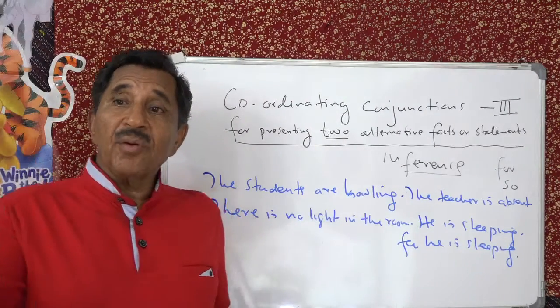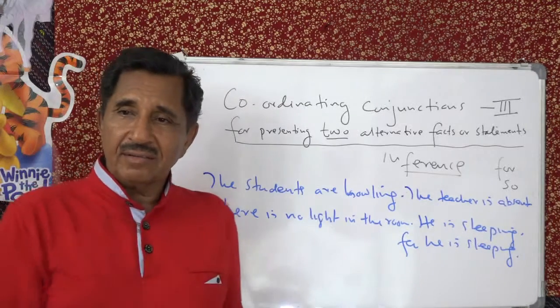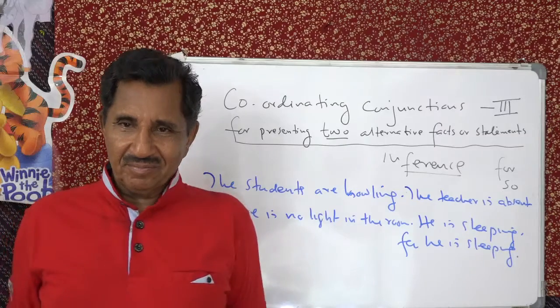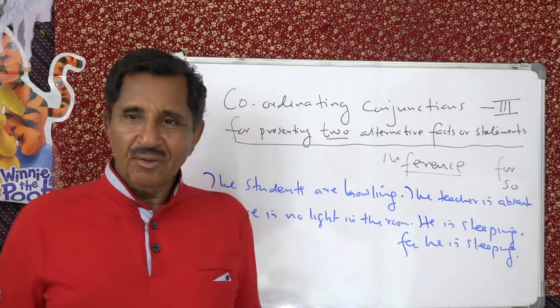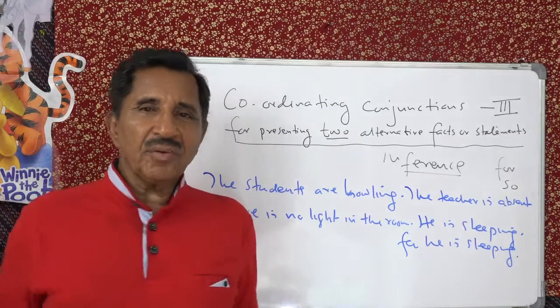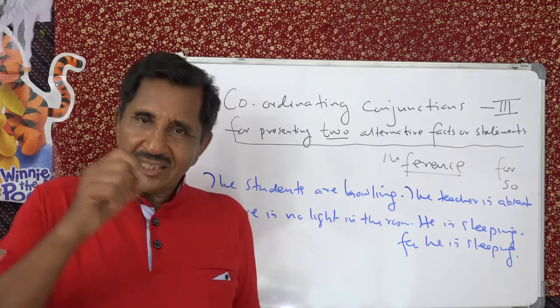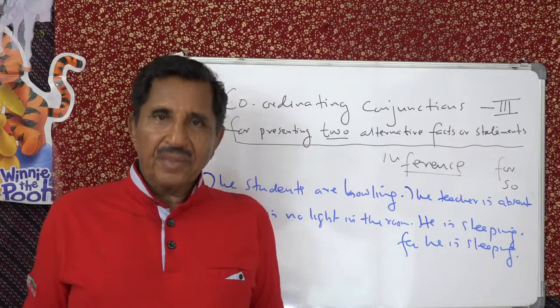So the best example for this, as I told you, is the sky is overcast with clouds. There is smoke, so there is fire. Understand? That is inferring. When you find smoke, naturally there will be fire. That is an inference that you are making, or a reasonable guess. Understand?